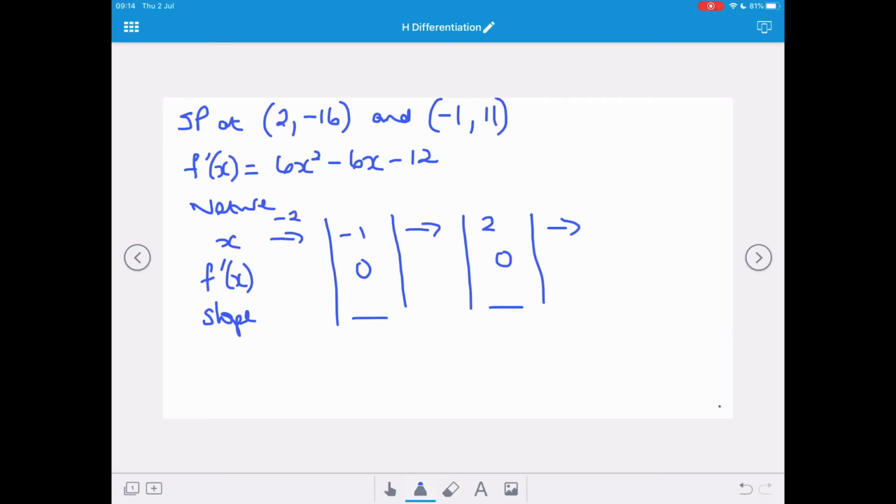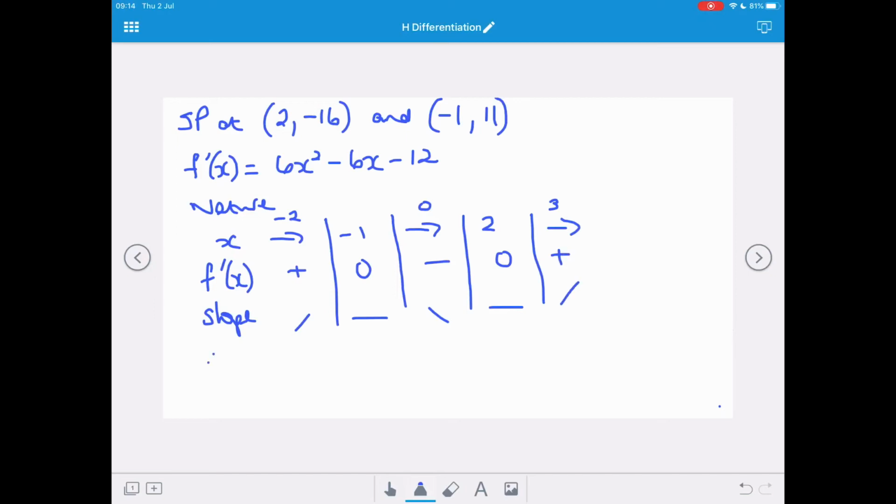So we'll consider a value before -1, for example -2, and if we substitute that into our f'(x), we're going to end up with a positive value, so we've got a positive gradient on our slope. When we substitute in the value of 0, we're going to get a negative value, so therefore a negative gradient. And if we consider 3, when we substitute that value in, we're going to get a positive value, and so our gradient is going to be positive.